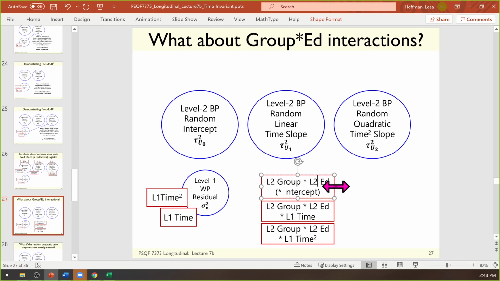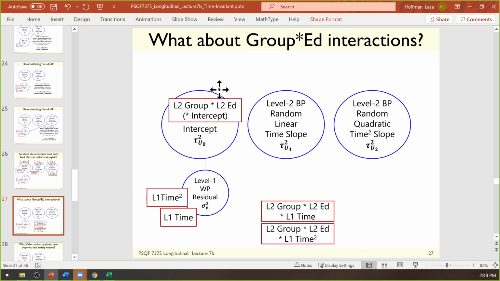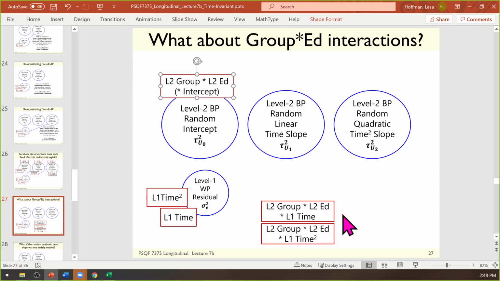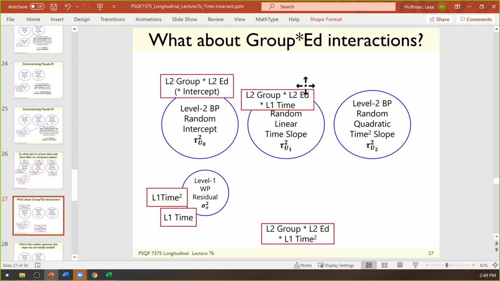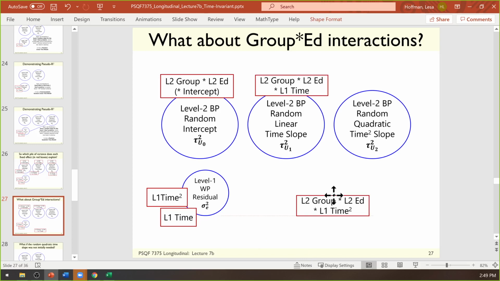So you got one vote for the first bubble. Ask yourself this: is the word time in there anywhere? If not, it has to be the first bubble, it has to be intercept. Second one, is the word time in here anywhere? Education by group by time goes here. And because time squared is in here, it goes here.